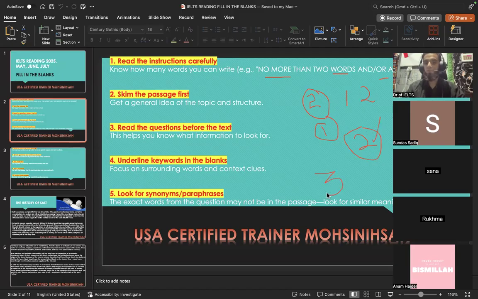But if you write three words, the two words might be correct, yet because of one extra word your information will be considered incorrect, right? So this is for the IELTS reading strategy, that the first thing to consider is the word ratio. Next, skim the passage first.